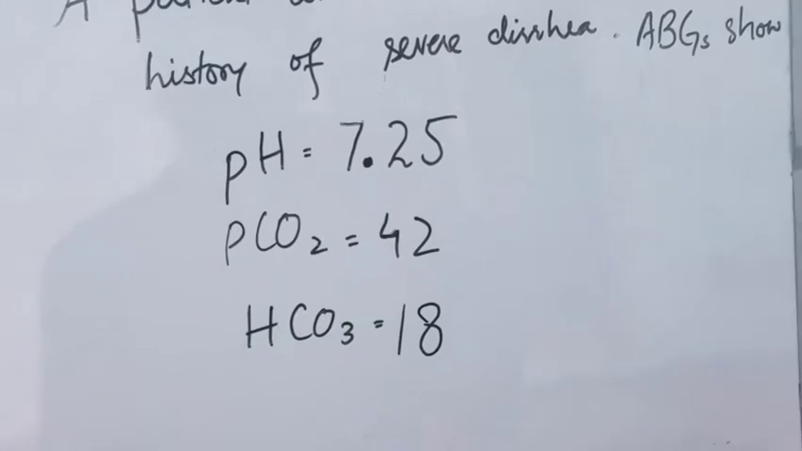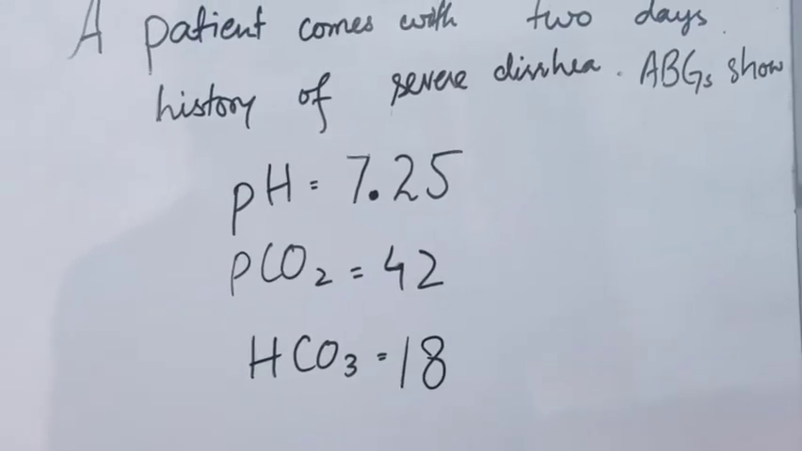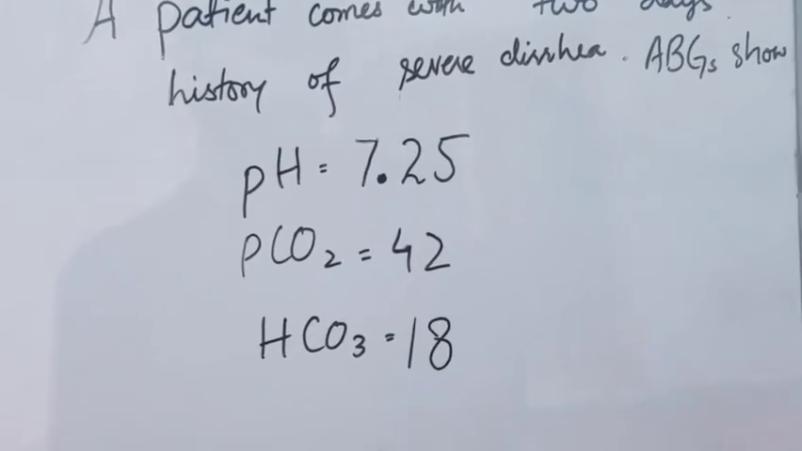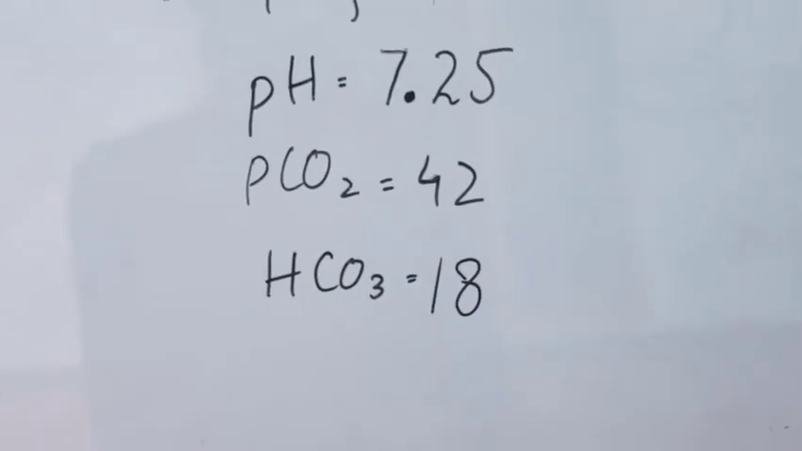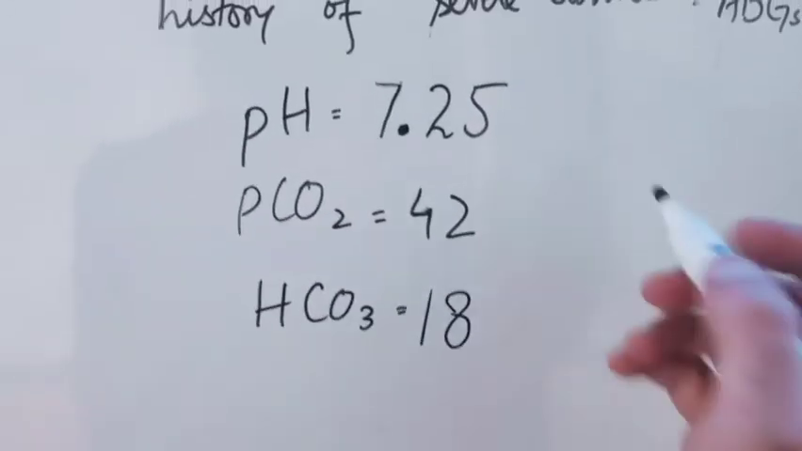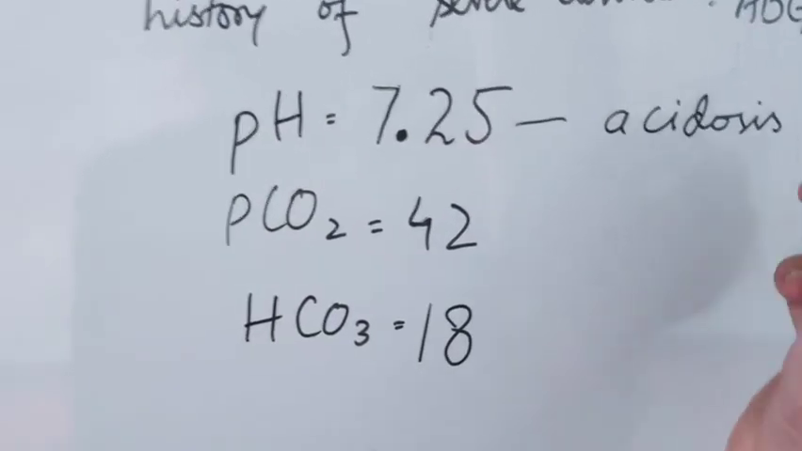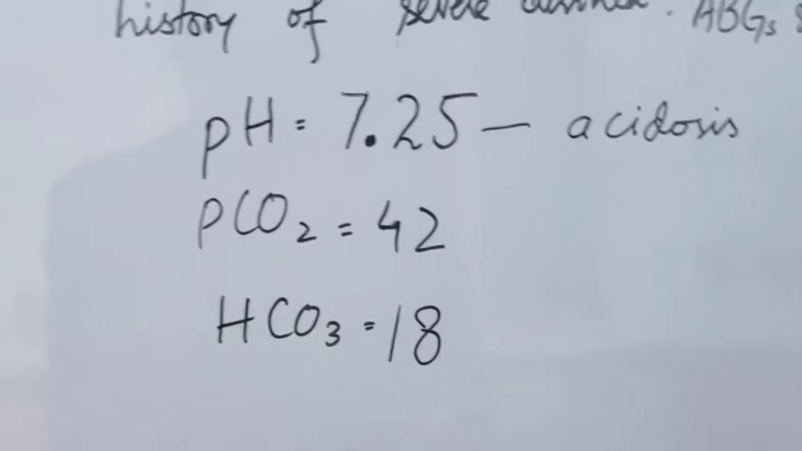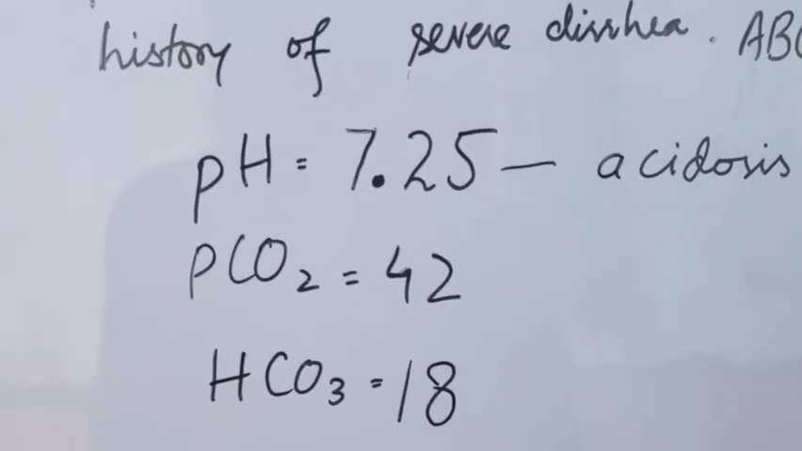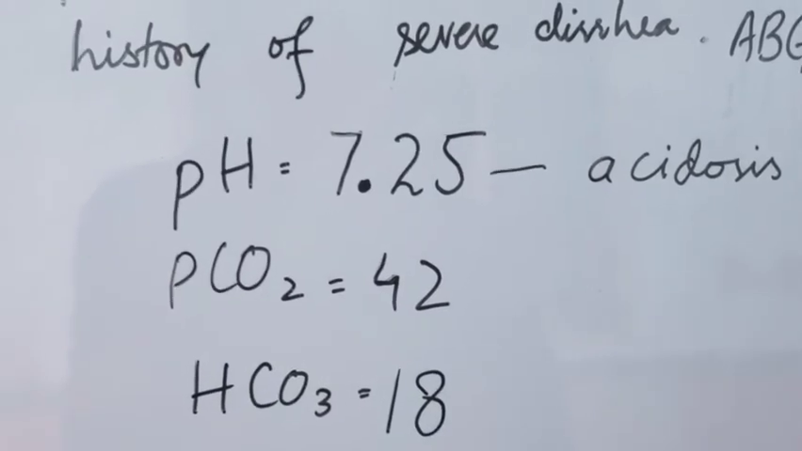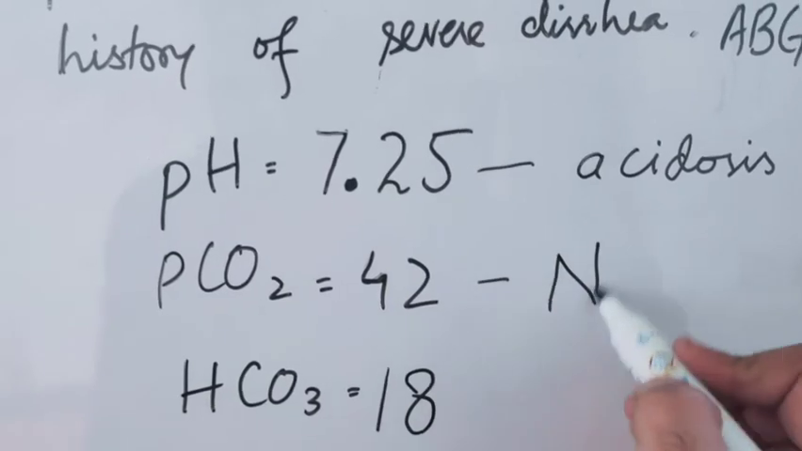So as I said, first of all, we will look at the pH. If the pH is greater than 7.45, we will call it alkalosis. If it is less than 7.35, we will call it acidosis. Because in this scenario the pH is 7.25, we will call it acidosis. And then the second thing we are going to look at is the partial pressure of carbon dioxide. The normal value is between 35 and 45, and in this patient it is 42, so it is normal.